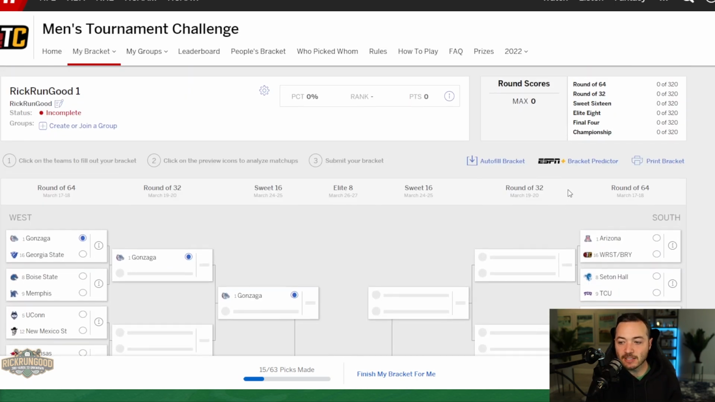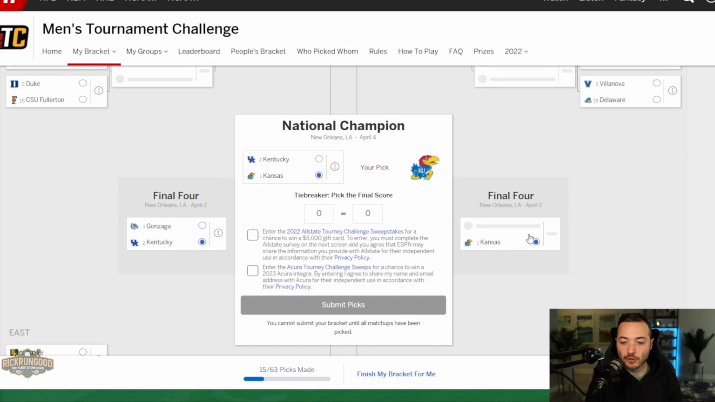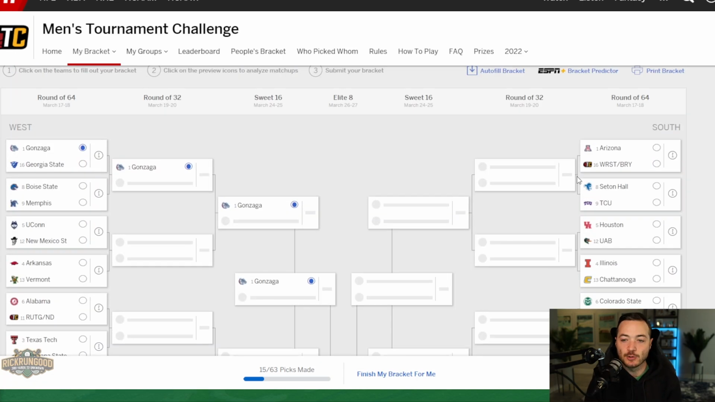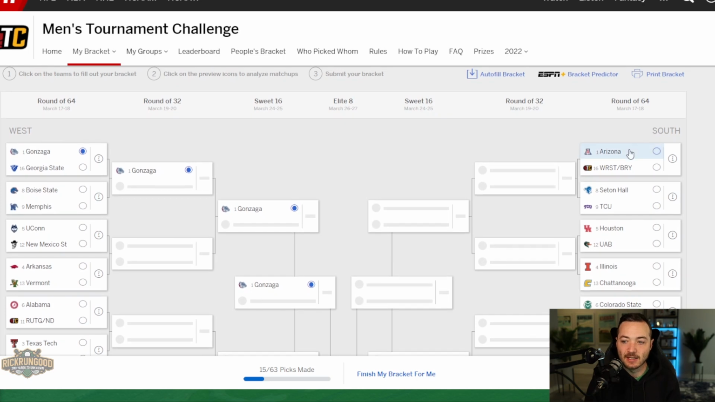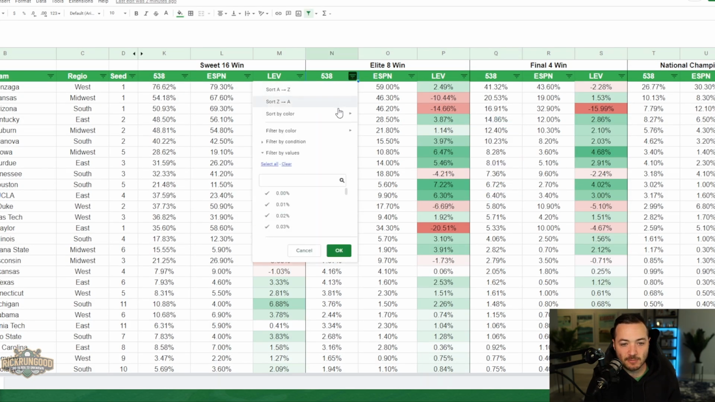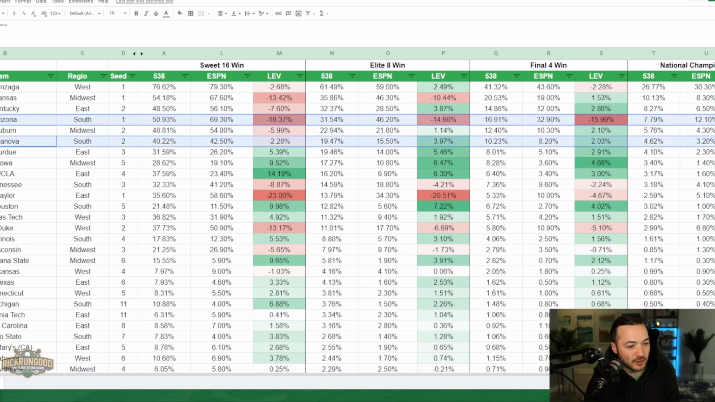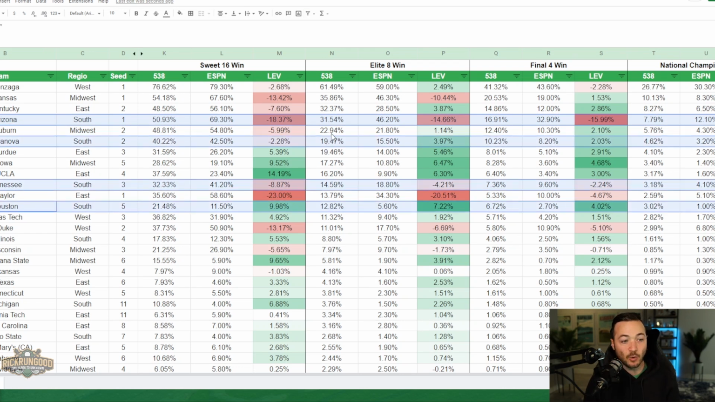So we also now need to figure out who's coming out of the South. We know they're going to lose to Kansas in the Final Four. So the highest leverage team to win the Elite Eight in the South region, that's what we're looking for now. So we're going to sort Elite Eight in our South region, which is these teams right here. So it's Arizona, Villanova's an option, Tennessee's an option, Houston's an option. So let's look at these. Well, we can't pick Arizona.